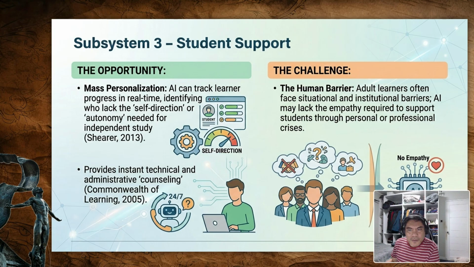However, the Commonwealth of Learning reminds us that student support is often about overcoming personal situational barriers. While a bot can tell a student how to reset a password, it cannot yet provide the empathy of human centered counseling required to help a student navigate a life crisis while pursuing their degree.